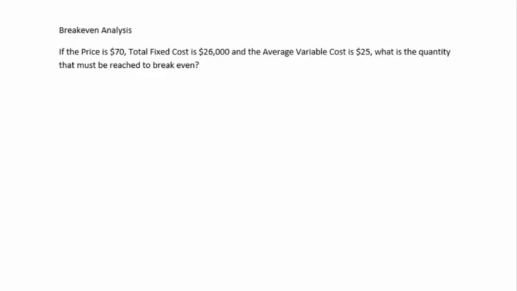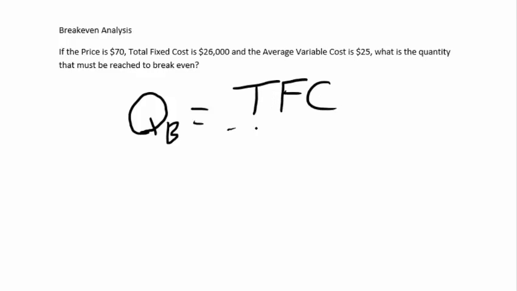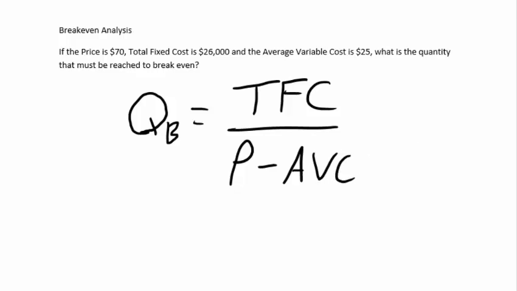Breaking even is where our total revenue ultimately equals our total cost. So that means we have a profit of zero. And by using this relationship, we can ultimately arrive at a formula of quantity to break even equals total fixed cost over the price minus the average variable cost. And this can be proven using total revenue equals total cost. And by using this formula, we can figure out how much quantity we need to produce in order to break even, as in get a profit of zero.